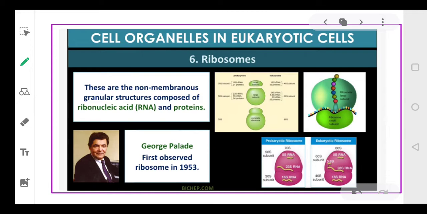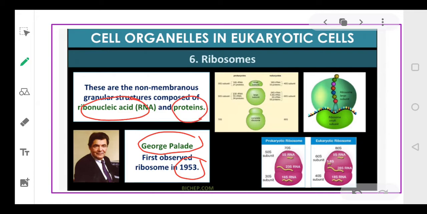So now let's talk about the ribosomes. What are ribosomes? Ribosomes were initially discovered by a scientist named George Palade, who observed them in 1953. He was the first scientist who could observe the ribosomes as dense particles under the microscope. Now these dense particles were made up of ribonucleic acid, that is RNA, and proteins.